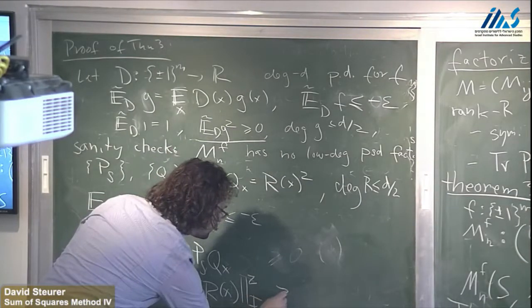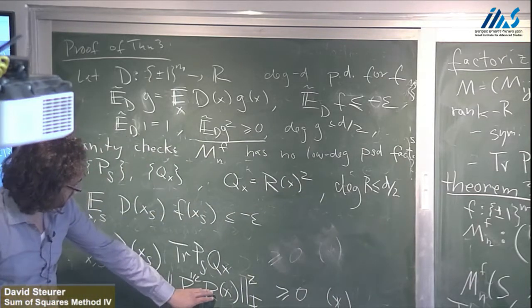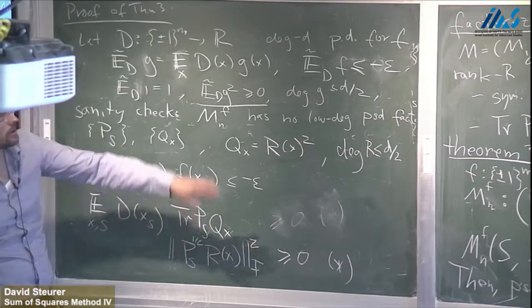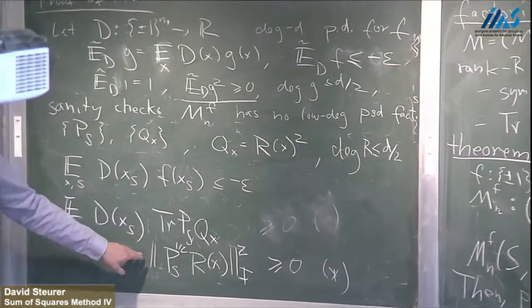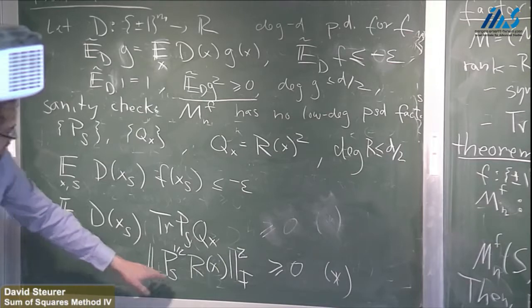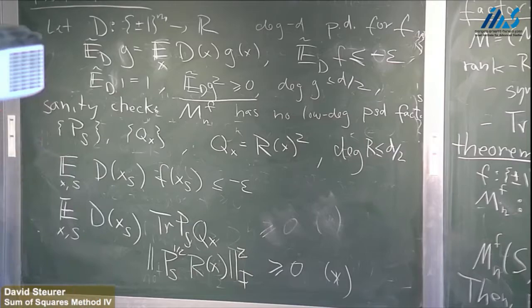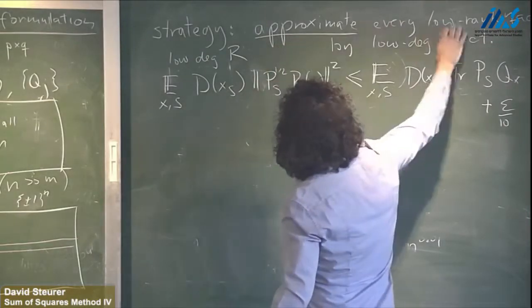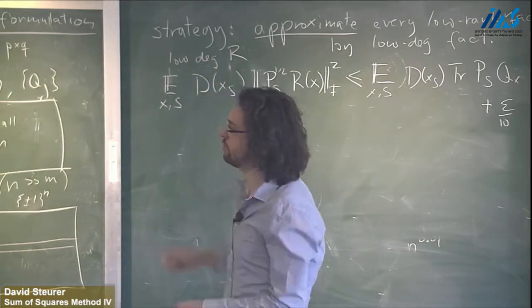Let me call star the inequality with R. Now these guys are not exactly the same, trace P, because I don't want to have this equality. I just want that going from here to here loses at most epsilon over 10. And then, because R has low degree, I want to say that it's non-negative. This just follows from the pseudo distribution. Now, making the degree of R to be d over 2, that's too good to be true.